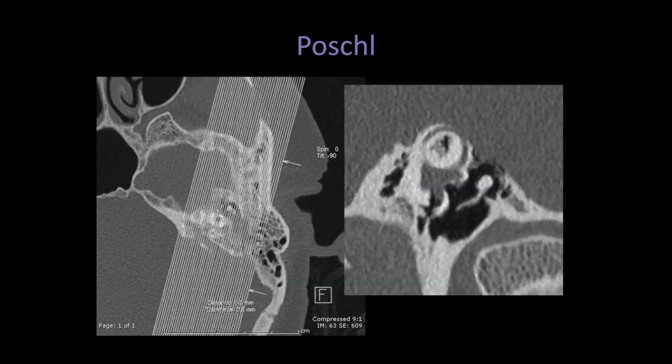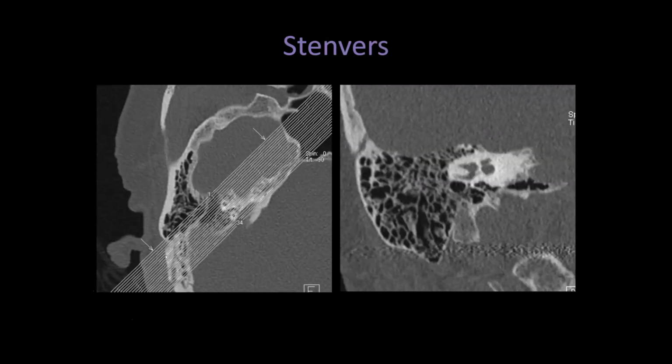So Poschl view is the view, again, that we obtain parallel to the superior semicircular canal. So that allows us to see the canal in its near entirety and really nicely look at the bony covering of the canal. And here you can see that there is dehiscence of the bony covering. Stenvers view is obtained perpendicular to the superior semicircular canal, and it gives us this nice cross-sectional view of the superior semicircular canal. And you can see that there is dehiscence here in this bony covering as well.